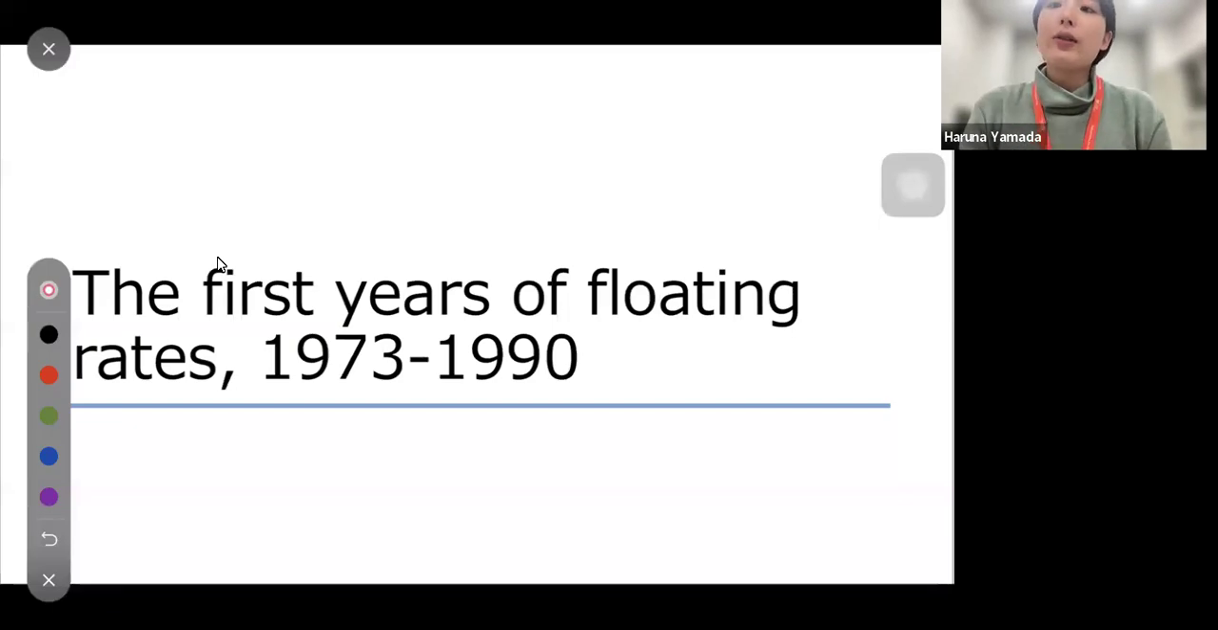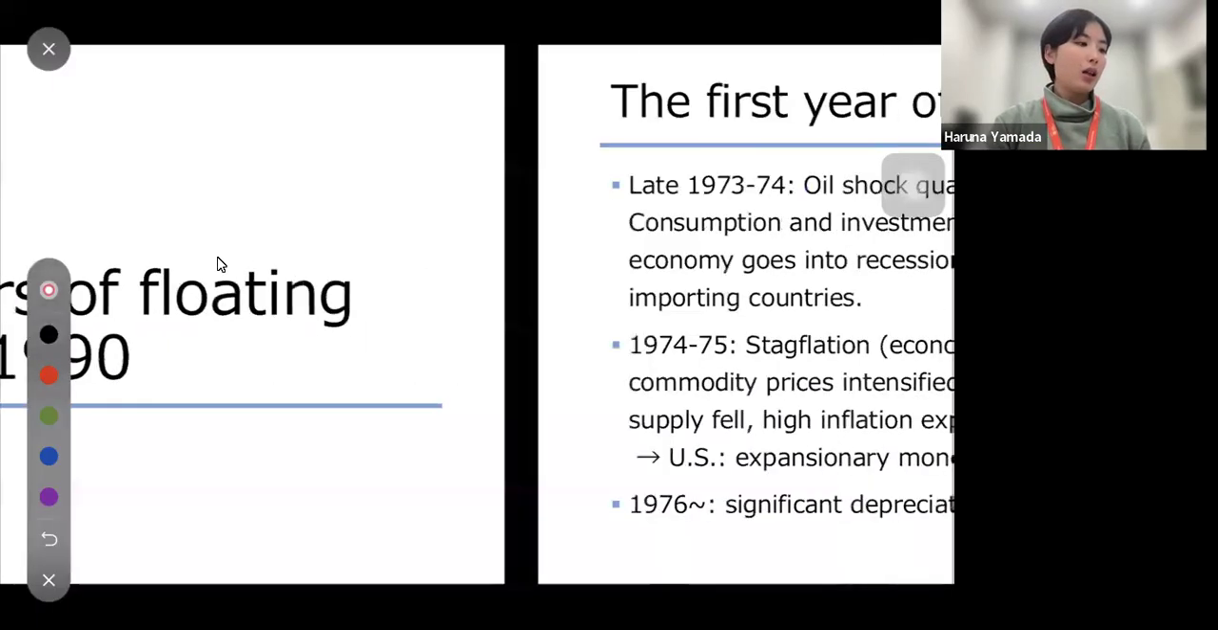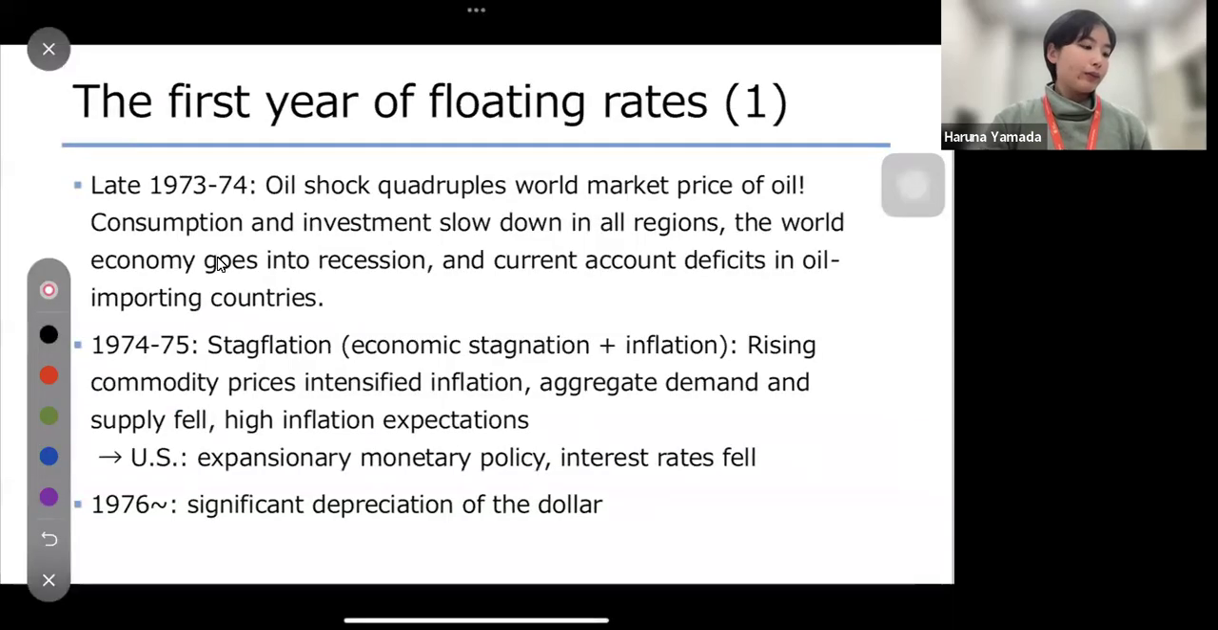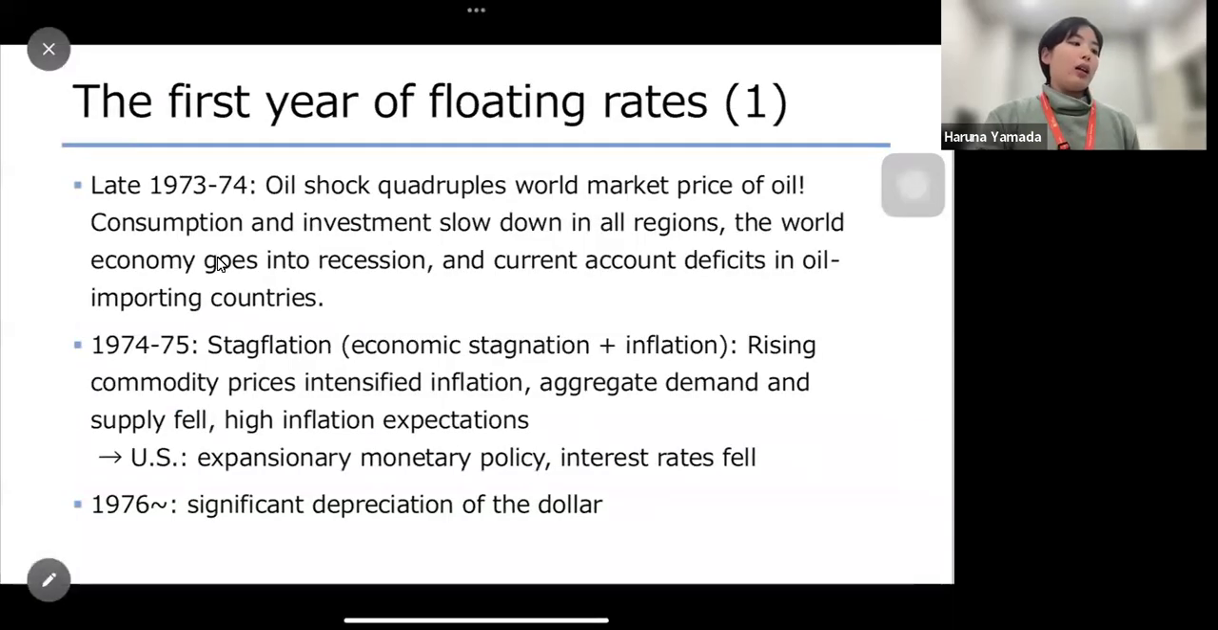Okay, this is the last content on the first years of floating rates, 1973 to 1979. In March 1973, the floating exchange rate system was introduced.